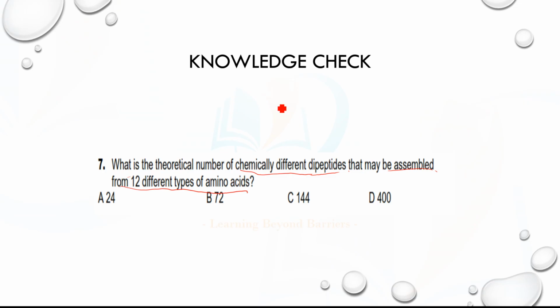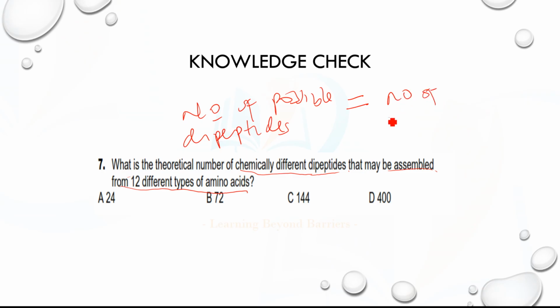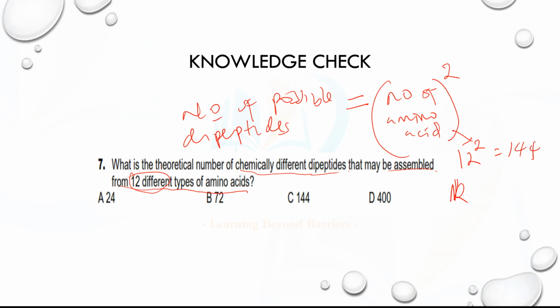But like I told you, the number of different possible dipeptides is equal to the number of amino acids raised to power 2. So the number of amino acids is 12. So that's going to be 12 raised to power 2, which is 144. Okay, so the answer is C.